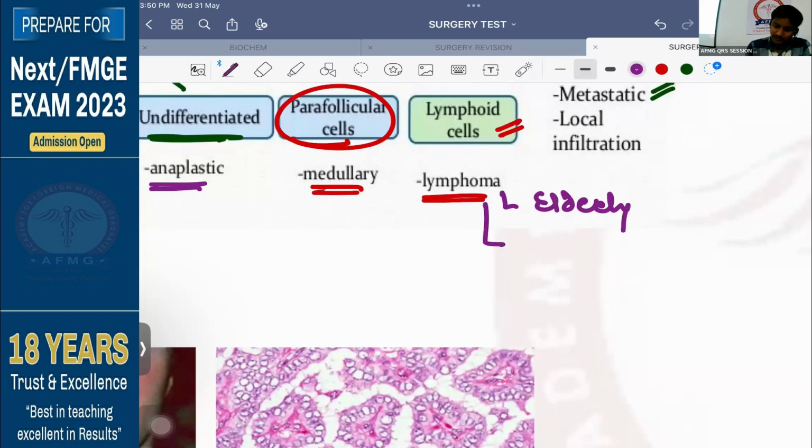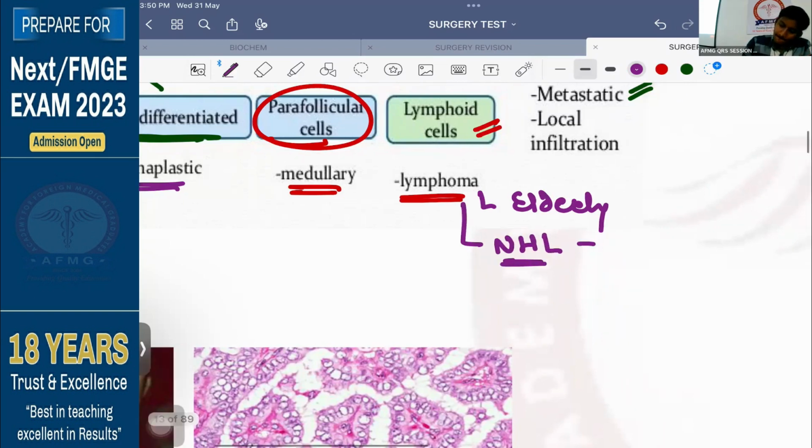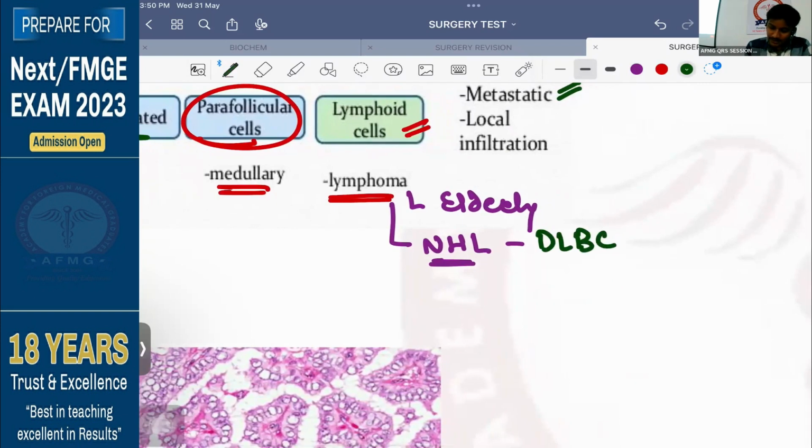Which is the most common lymphoma in any other organ? Non-Hodgkin's lymphoma. Non-Hodgkin's में most common subtype? Shabash. It is DLBCL. That was a previous year question. Diffuse large B cell lymphoma is the most common type of lymphoma in any other organ except the lymph nodes. Lymph nodes में तो Hodgkin ही होता है. Non-Hodgkin सबसे common type पूछा जाता है, तो answer is DLBCL. That has to be remembered properly.